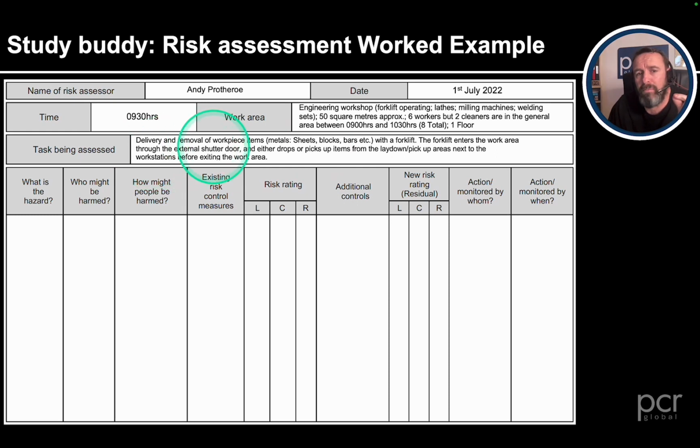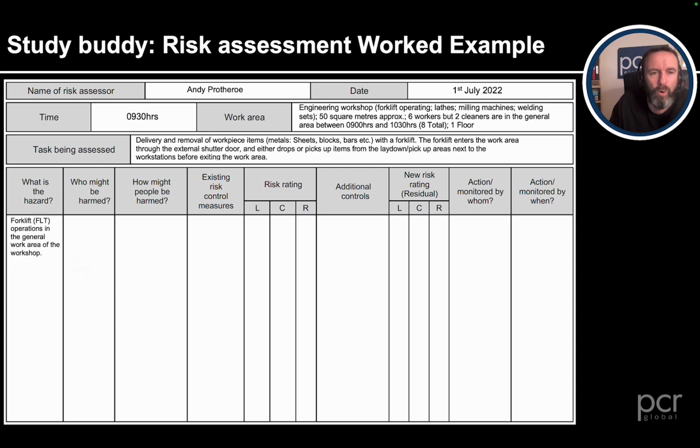The delivery and removal of workpiece items, metals. So we've got sheets, blocks, bars with a forklift. The forklift enters the work area through the external shutter door and either drops or picks up items from the laydown or pickup areas next to the workstation before exiting the work area. That is quite a decent description of the task being assessed. And then we can work through it.